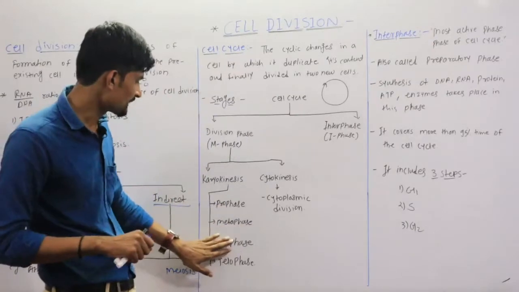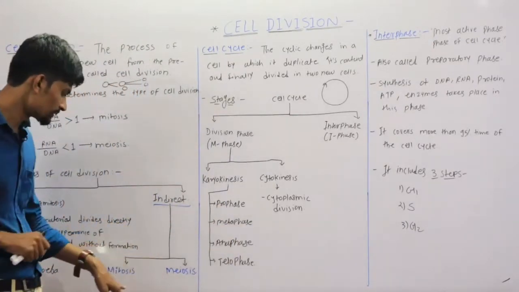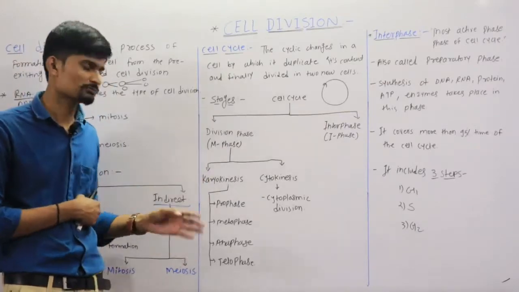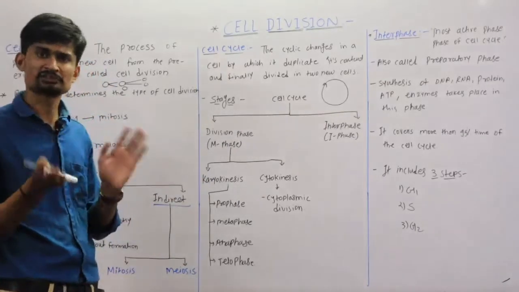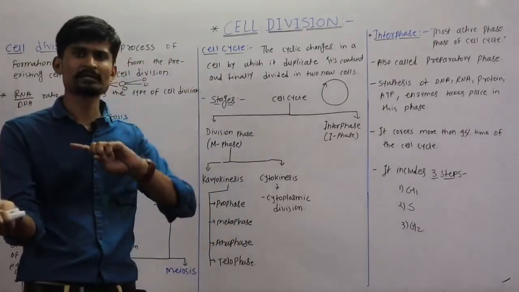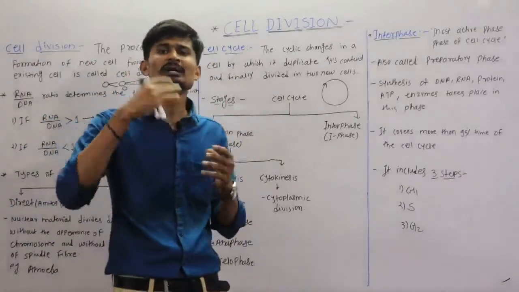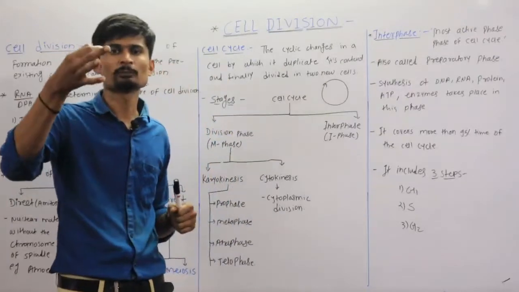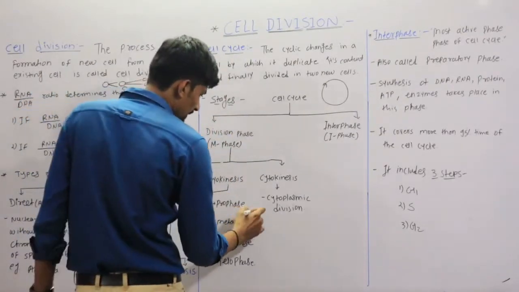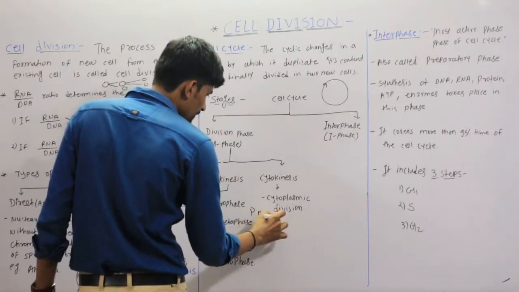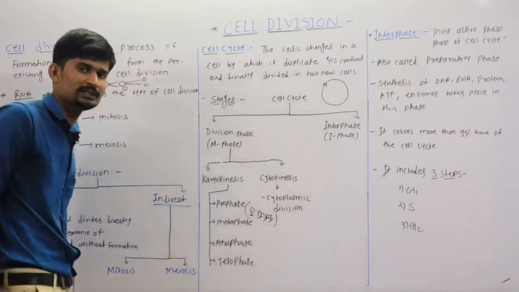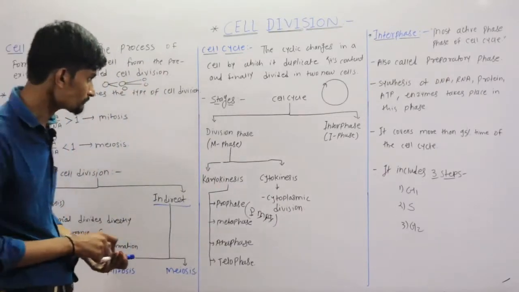These prophase, metaphase, anaphase and telophase stages are common for mitosis and meiosis, but there is a difference between them. We will study according to those stages. So the division phase has two parts, karyokinesis and cytokinesis. Karyokinesis again has four stages, prophase, metaphase, anaphase and telophase. You can remember it by the shortcut PMAT.